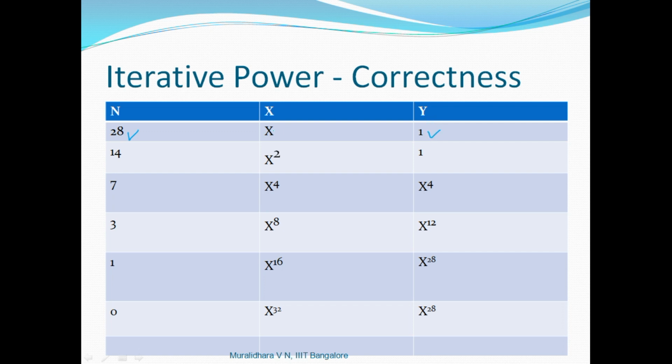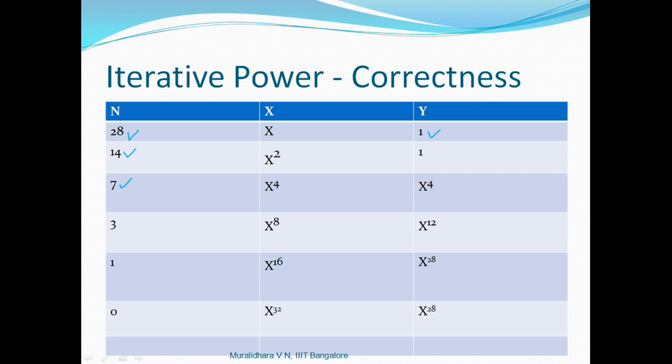So x will be updated to x square when I come to the next iteration. So when I come to the next iteration, n will be 14, x would have become x square, but y was not updated. I am not going to update y in this iteration also, because the number 14 is an even number. When I come to the next iteration, n will be 7.